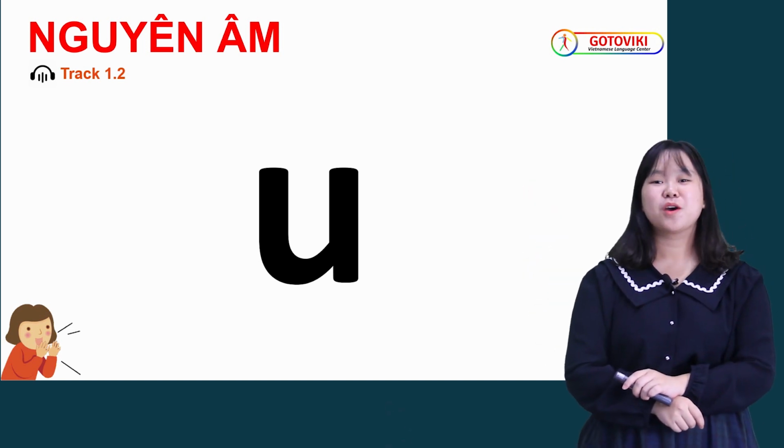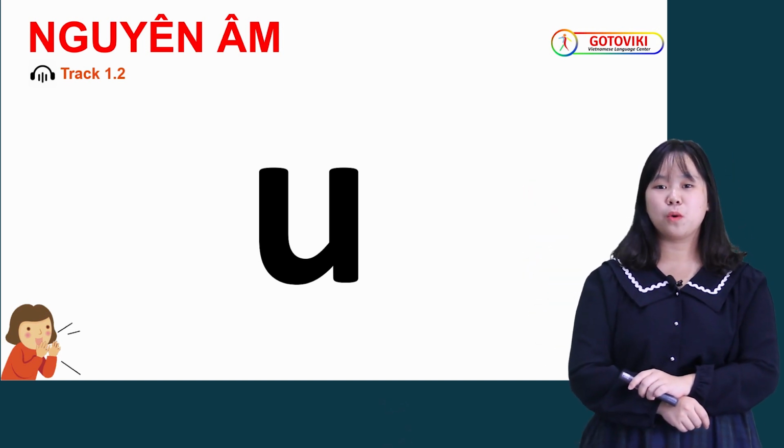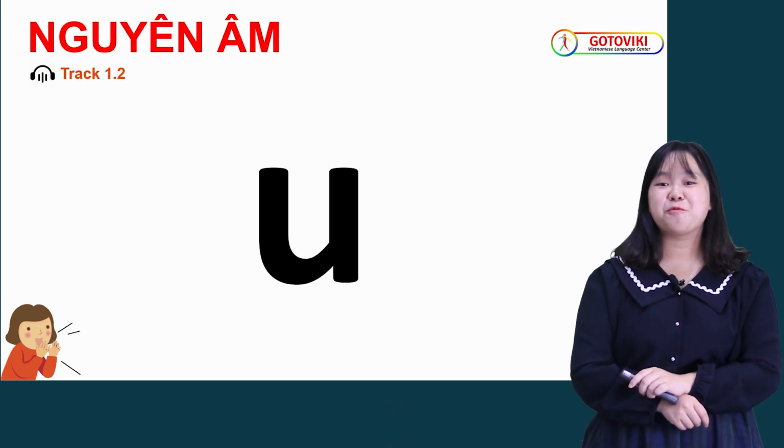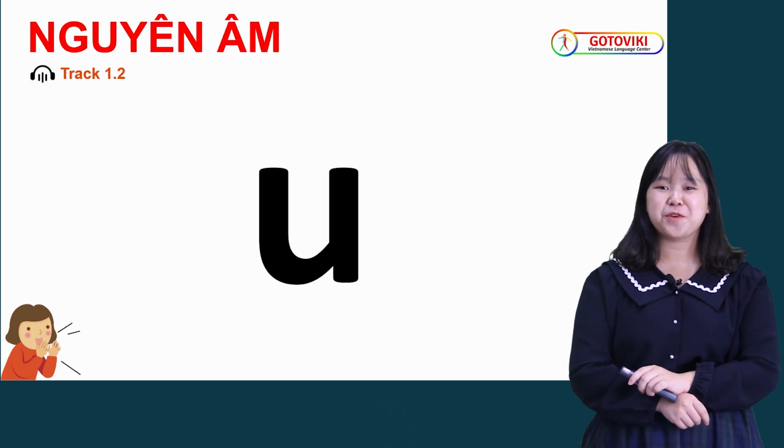Repeat after me. U. This is a round leaf sound, so that when you pronounce, you will make a small circle like this. U.